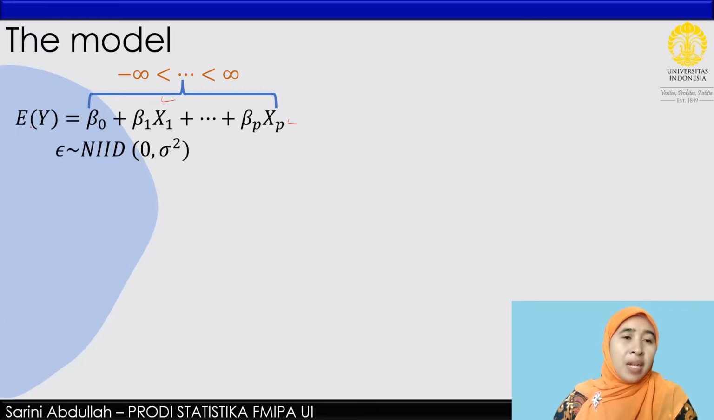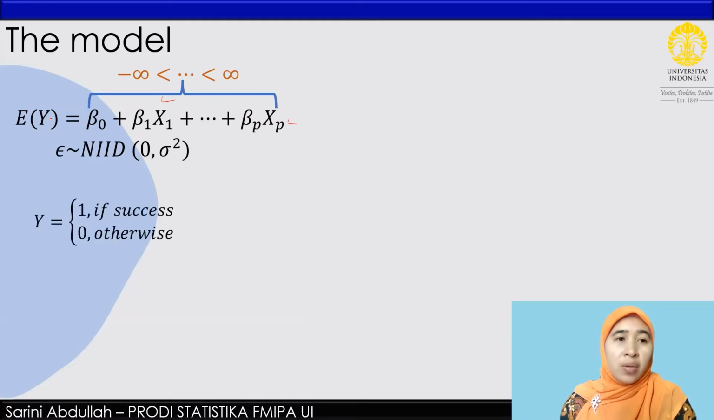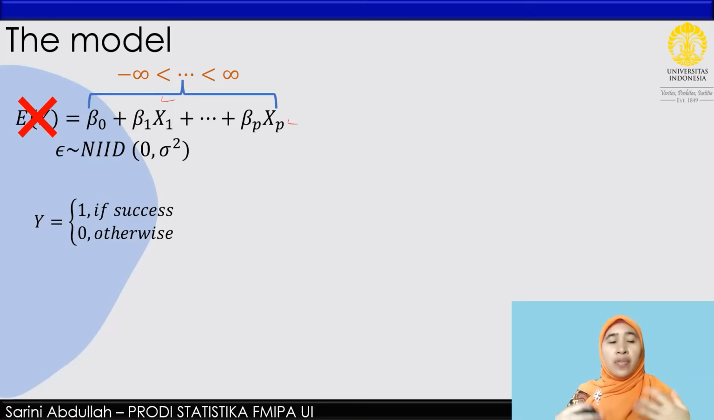While on the left-hand side of the equation, we know that our y is of binary measurement that takes only the values 0 and 1. So we need to do something about the form of the expected value of y. We cannot just take expected y where y is 1 or 0, because on the left side it is just 0 and 1, while on the right side it is from minus infinity to plus infinity. They are just not comparable. So we have to do something about this.